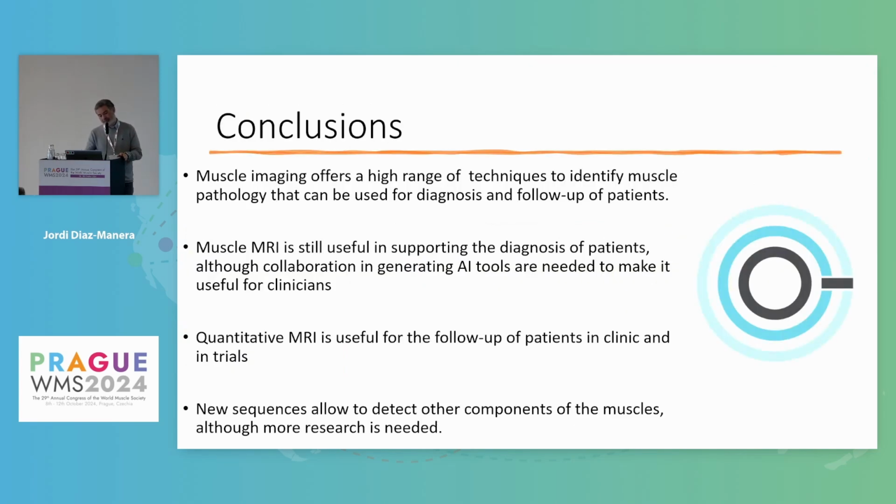So conclusions. Muscle imaging, I think I have convinced you, offers a high range of techniques to identify muscle pathology, useful for diagnosis and the follow-up. Muscle MRI is still useful for supporting the diagnosis of patients, even now that we have next-generation sequencing. Bear in mind that the exomes are not going to diagnose all your patients, and then there are variants of unknown significance. MRI is a tool, and ultrasound is a tool, that you can use to confirm that the patient has a neuromuscular disease, guide you with the biopsy, and help you with the diagnosis.